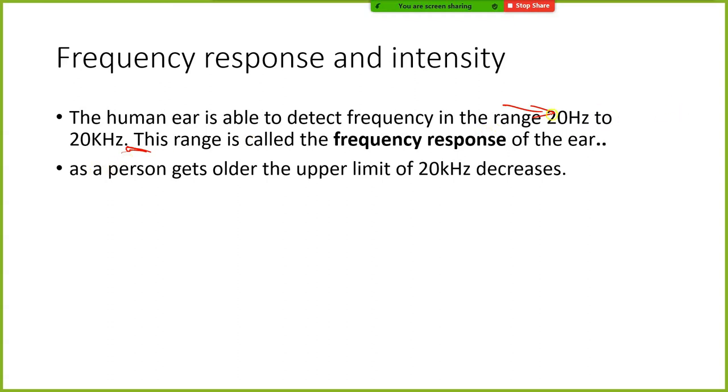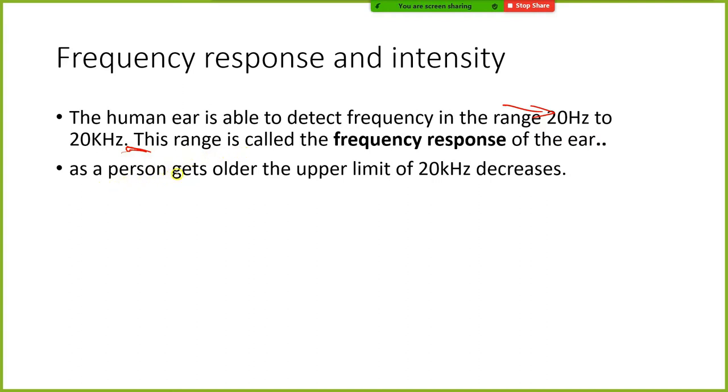All right. When you think about certain animals, there are some animals that have a frequency response that is lower than 20 hertz, such as cats. Cats can really hear very, very soft sounds, right? And they can also hear sounds that are very high to some degree. So that's something that we must understand here.